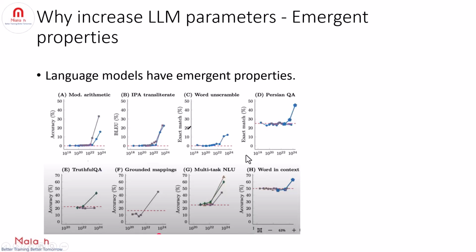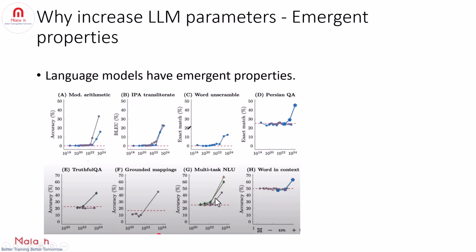So language models have emergent properties. In figure 2a, if you see the performance on arithmetic tasks, you can see the accuracy has increased around 10 power of 22. And you can see the same in figures B, C, and D. The accuracy got increased around 10 power 22, and same here as well, 10 power 24 and 10 power 22, right? So for a huge range of tasks, language models show emergent properties.